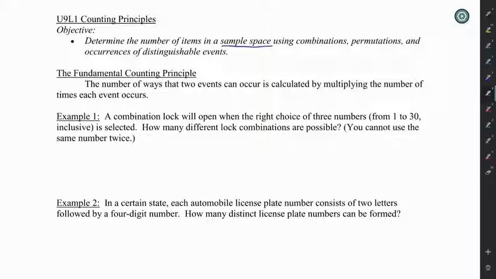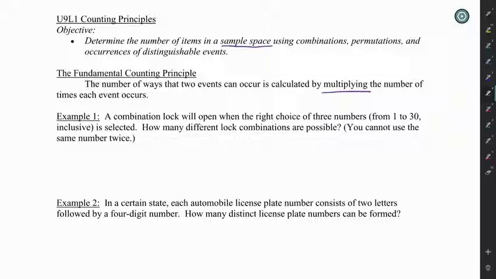The first thing we're going to discuss is the fundamental counting principle, which is the number of ways that two events can occur is calculated by multiplying the number of times each event occurs. So that's the key thing here, we're multiplying. So for example 1, a combination lock will open when the right choice of 3 numbers from 1 to 30 inclusive is selected. How many different lock combinations are possible? You cannot use the same number twice.